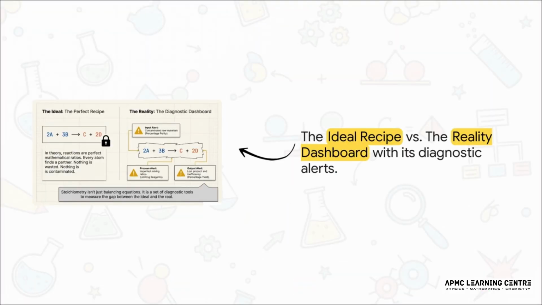You know, in the textbook world, chemistry is just perfect. It's this beautiful, clean recipe where everything combines flawlessly. But let's be real, when have you ever seen reality look like the textbook? The lab is messy. You've got warning lights flashing, right? Alerts popping up for things like contaminated ingredients, bottlenecks in the process, and just plain old inefficient results. And that's exactly where our dashboard becomes so crucial.